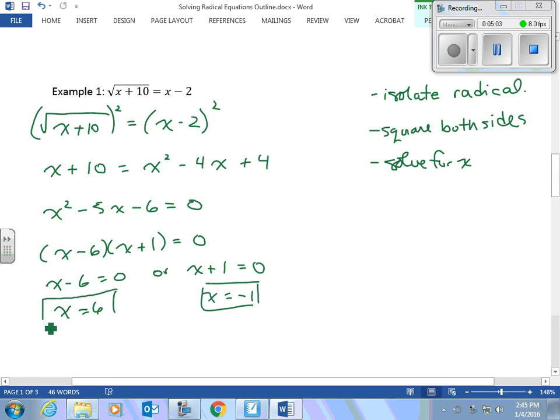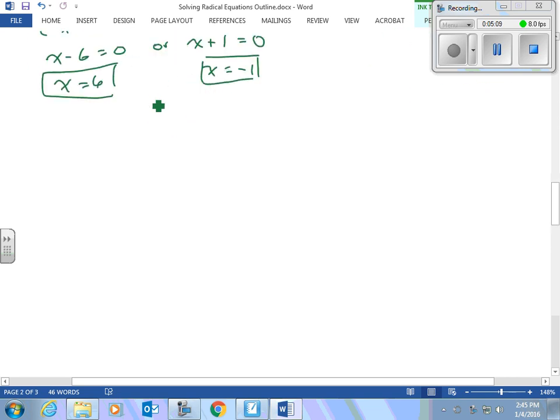Before we decide whether they are solutions or not, we need to check those answers in the original equation. So let's start with x equals 6. If I plug that into the original equation, I get the square root of 6 plus 10 equals 6 minus 2. The square root of 16 equals 4, that's correct. So that means that 6 is a solution to the original.